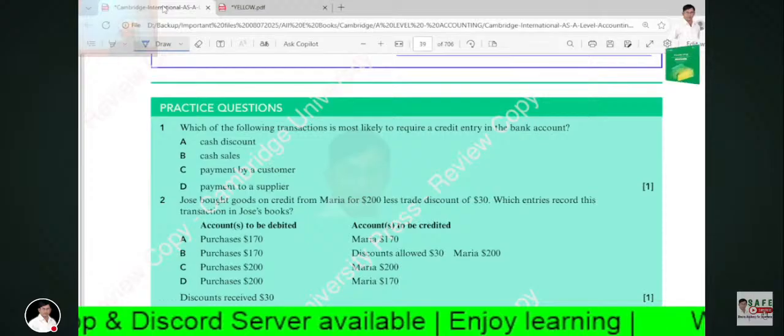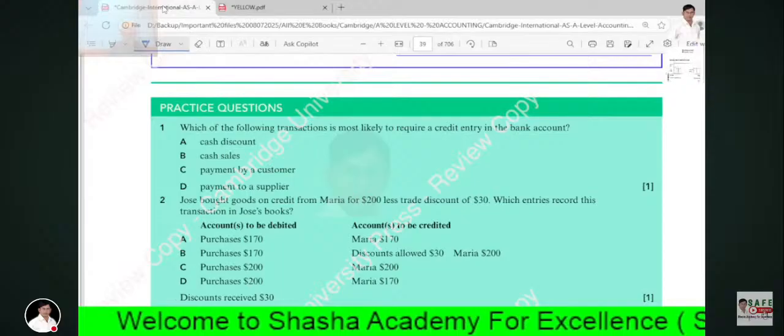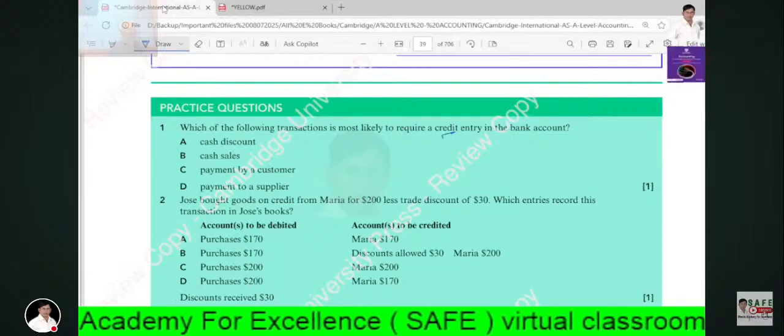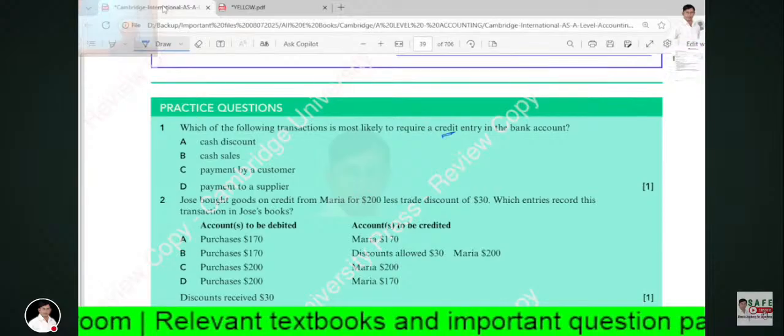So which of the following transactions is most likely to require a credit entry in the bank account? Credit entry in the bank account is nothing but payment.